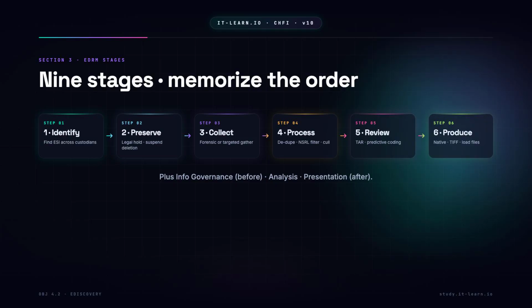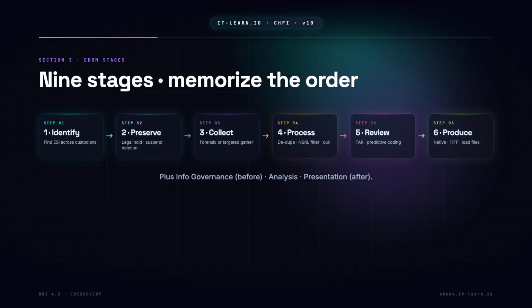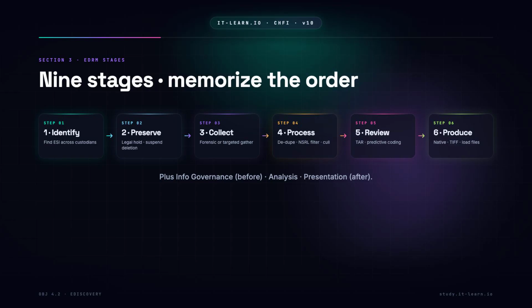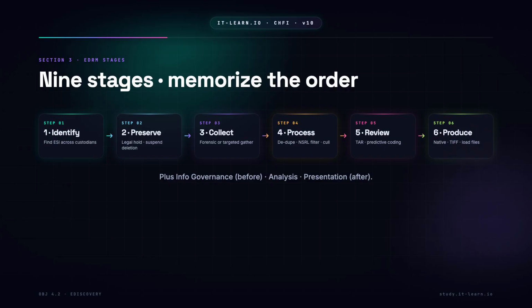Technology assisted review, TAR, predictive coding. Analysis: understand content and context. Communication mapping, timeline analysis. Production: deliver responsive documents to the requesting party. Native format, TIFF plus metadata, load files. Presentation: use the ESI at trial or hearing. Memorize the order. The exam tests it directly.